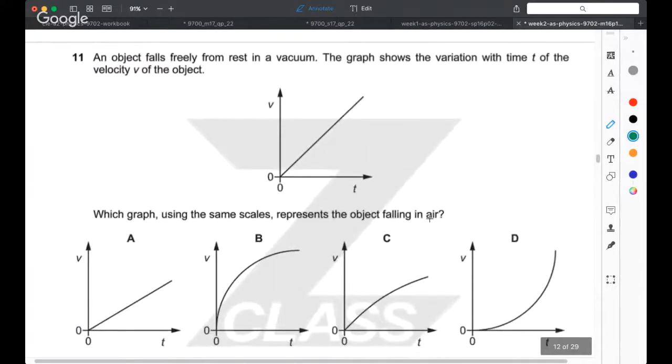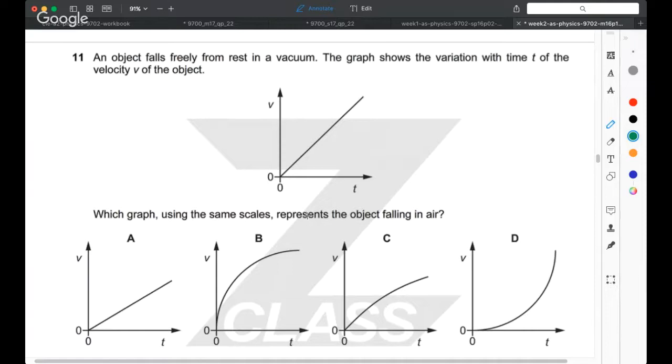Question 11. So an object falling in air. This is in a vacuum, so there's no resistance, but there will be air resistance in C. The air resistance will cause a slight curve. There won't be a major curve because there's not that much resistance. So it's C.